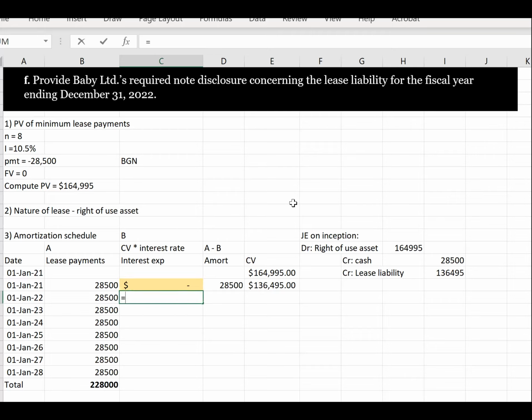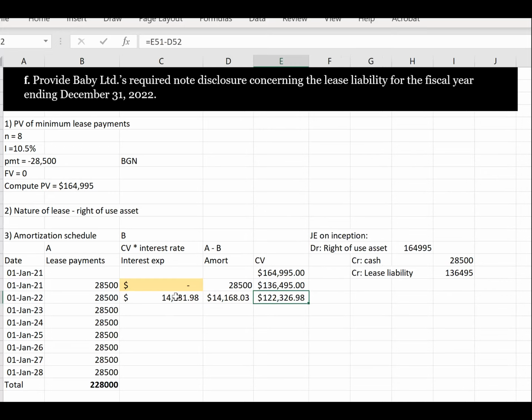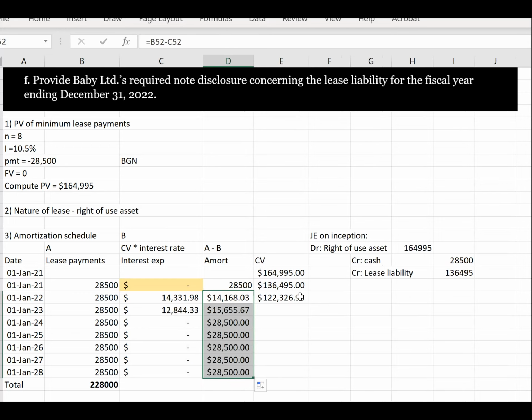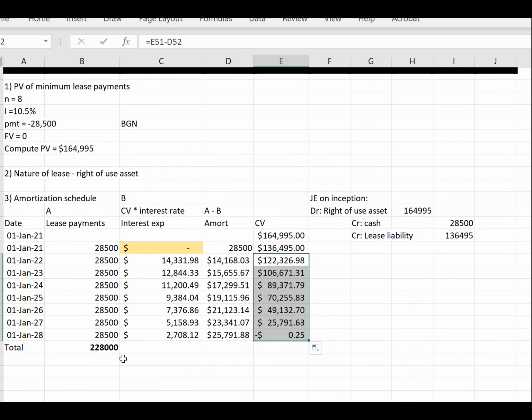Okay, then going forward, we're going to take the carrying value times the interest rate, 10.5%. And the amortization is going to be this minus this, the difference between the payment, and the carrying value is the previous carrying value minus this amortization. We're always bringing the value of the lease liability down. As we make lease payments, we are decreasing the amount of lease payments we have to make in the future. And that's what this lease liability represents, what we've committed to make in the future.